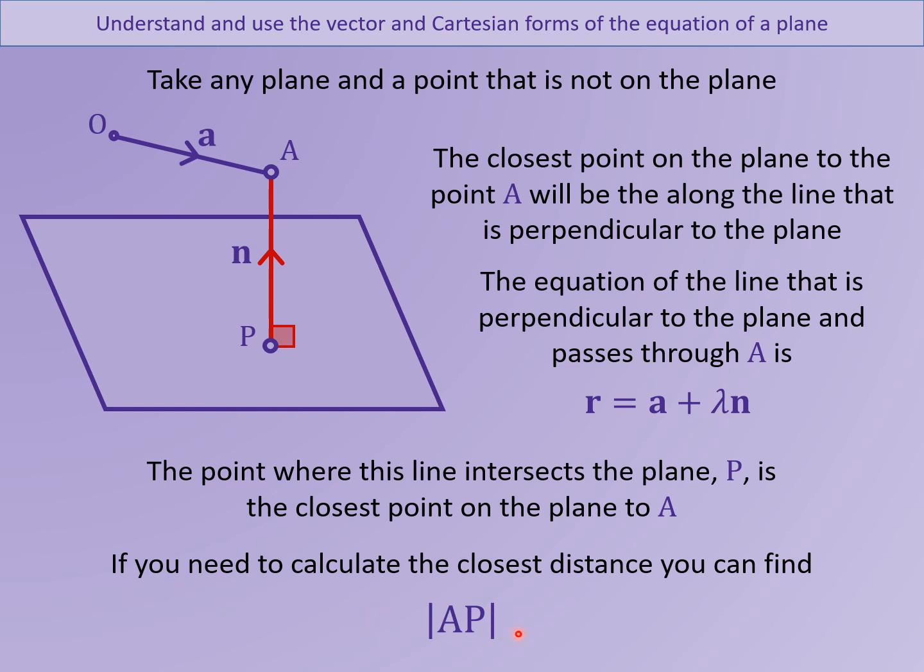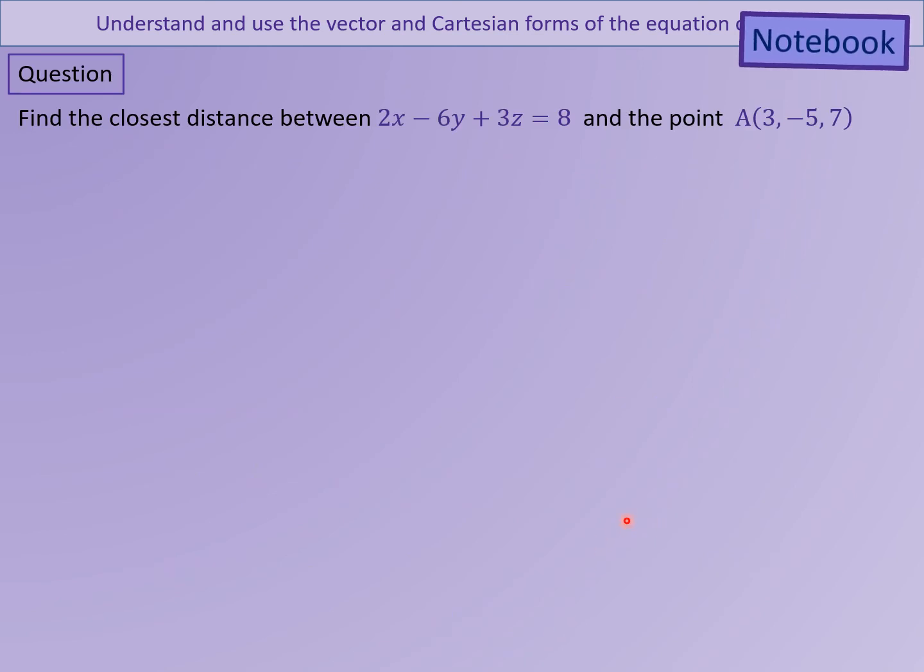Okay, so let's have a look at an example of one of those, how to find the closest point on a plane. So I'm going to find the closest distance between the plane in Cartesian form, 2x minus y plus 3z equals 8, and that point. And as always, I'll pause, give you a chance to write down in your notebook, and maybe to have a quick go yourselves before you write down the model solution in your notebook. Let's see what you got then.